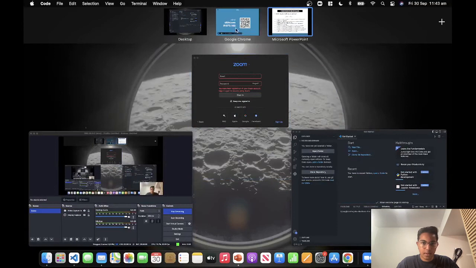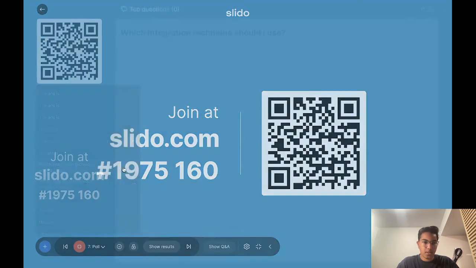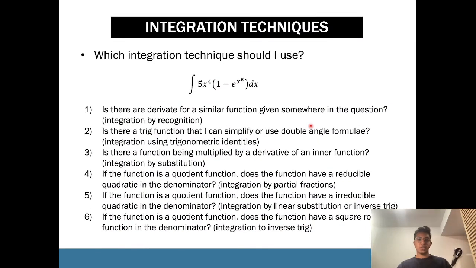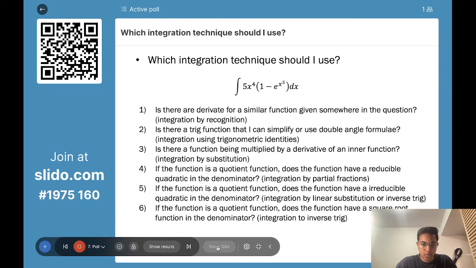Okay. I think I've got a couple questions based on which integration technique we're using. So for this one, have a crack at identifying which integration technique we're going to be using, and I'll talk through which one. Okay, hopefully that was enough time. I'll quickly show the results.